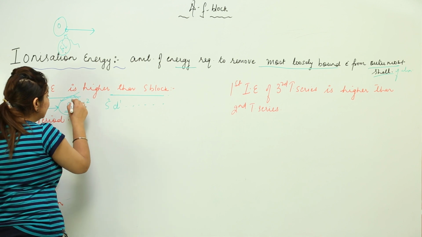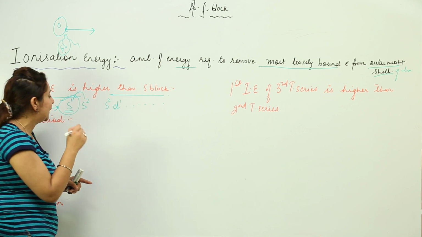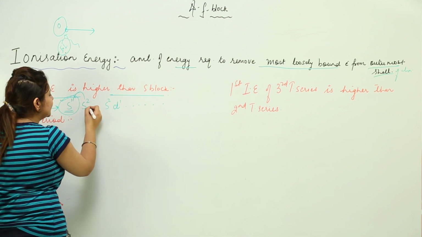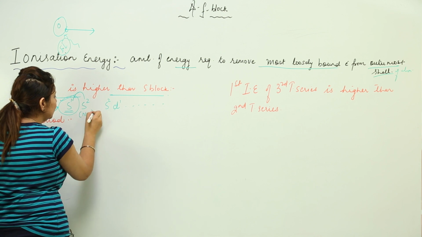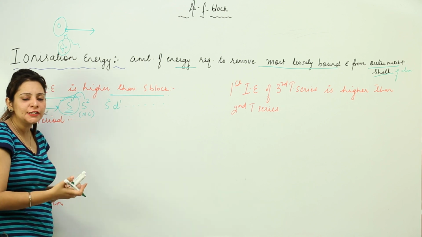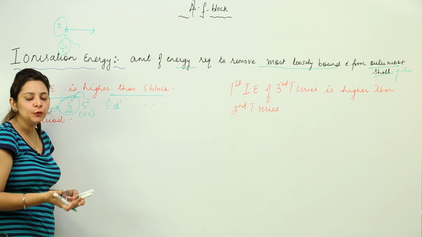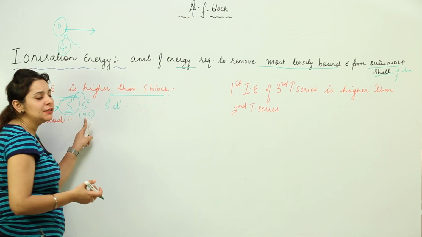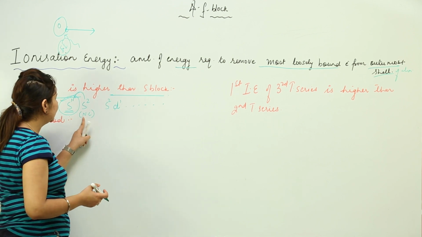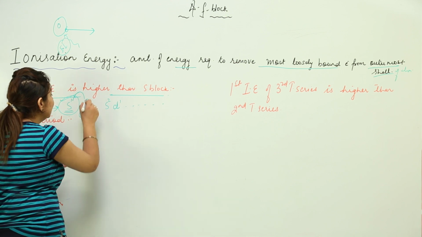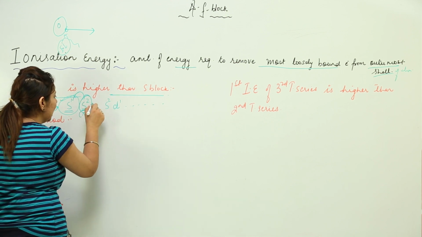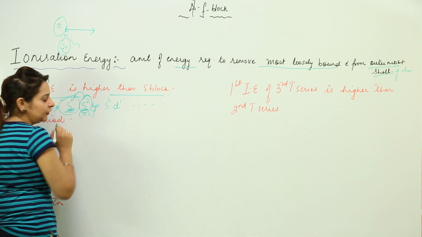If we compare the first S group and the second S group, the second is comparatively smaller because of the increase in nuclear charge, as there are more electrons. More electrons means more protons obviously, so there is increased nuclear charge. Therefore the size decreases and the ionization energy of this one is higher as compared to this.